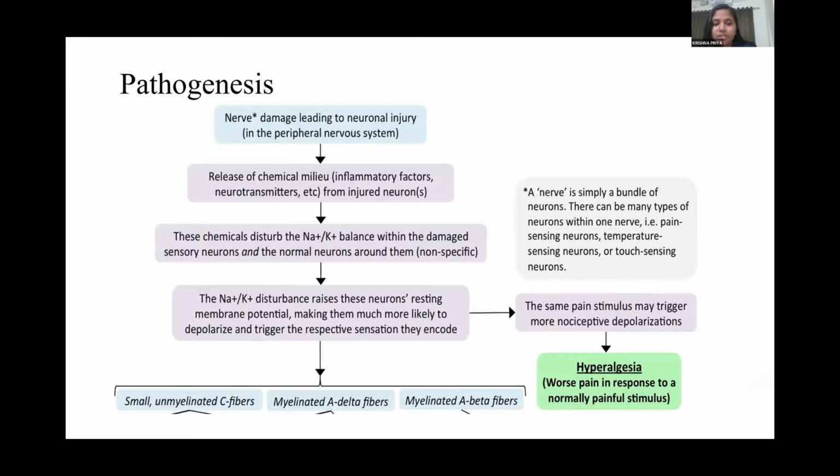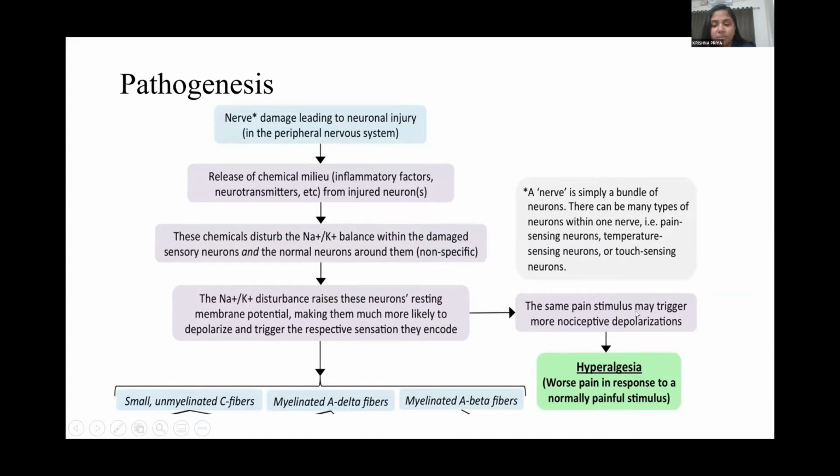So coming to the pathogenesis, whenever there is a nerve injury or a neuronal injury in the peripheral nervous system, there is a release of a chemical milieu that involves inflammatory factors and neurotransmitters from the injured neuron. These chemicals disturb the sodium-potassium balance within the damaged sensory neurons and around the neurons. And this disturbance raises these neurons' resting membrane potential, making them much more likely to depolarize and trigger the respective sensations that they encode. So this is the cause of hyperalgesia.